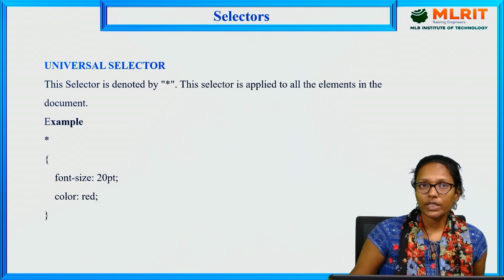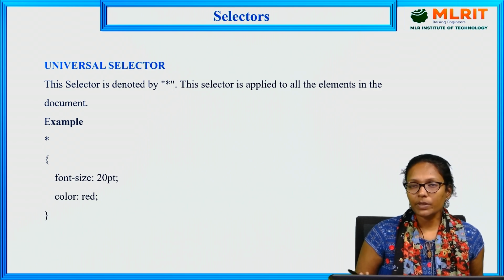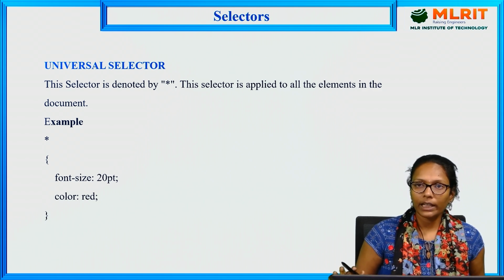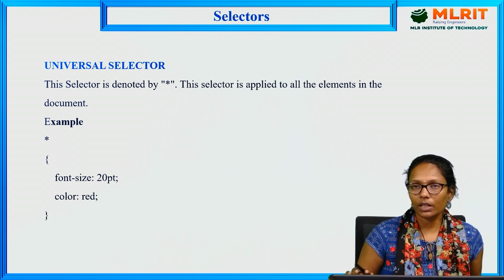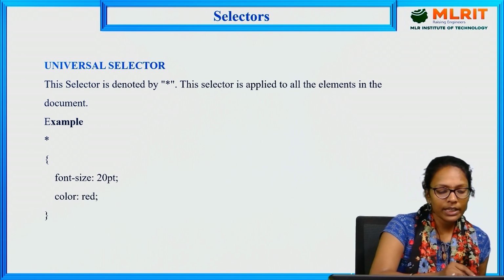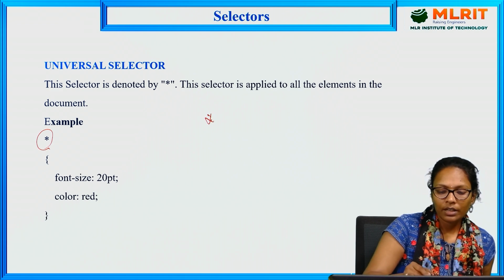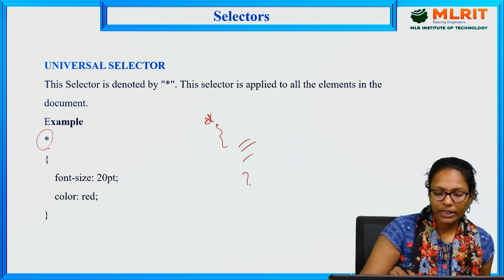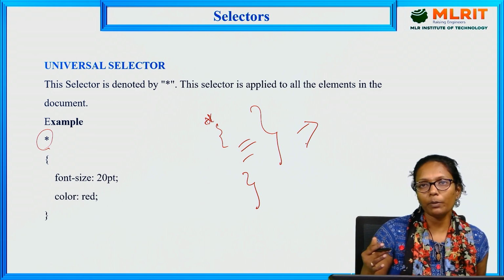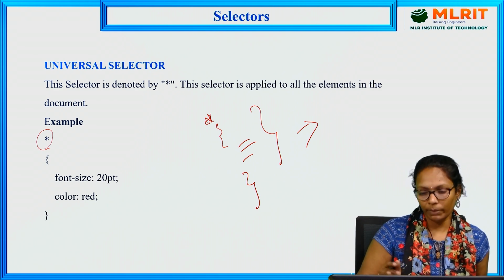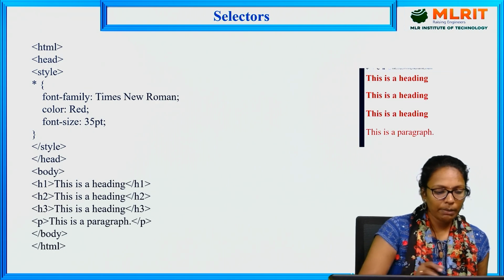Next one is the universal selector. So I want to apply some set of styles to all the elements which are there in my program. Universal in the sense of all the elements which are available in my program. To indicate that, you use a star. So star, opening brace, write the properties, close the brace. These set of properties will be applied to the entire program. Entire program in the sense that whatever elements you have in your program, for all the elements, this set of styles will be applied. So, example: star.